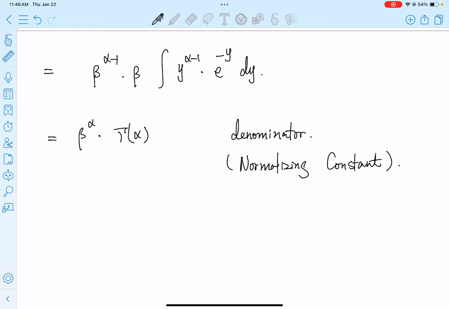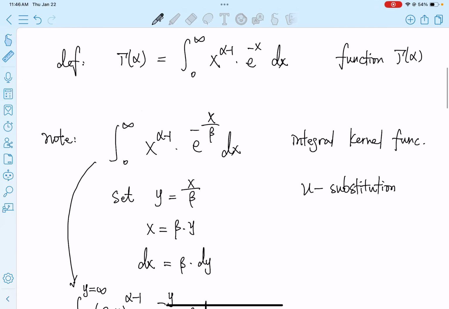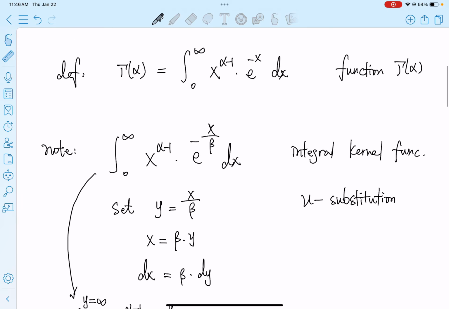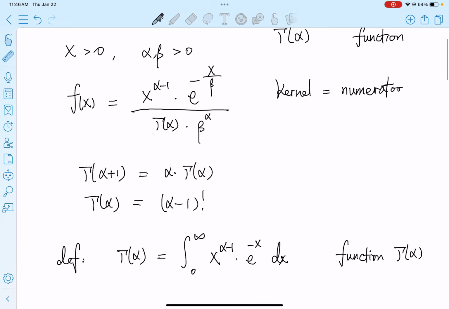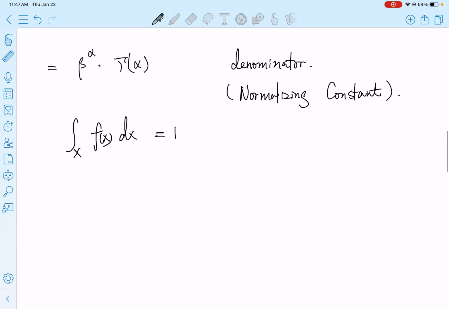So the idea here is that for a properly defined probability density function, when you integrate with respect to the range of x, it will be equal to 1. Now you can see that if we integrate that, the numerator will obtain the denominator. That means if we directly integrate the density function for the gamma distribution, then we will end up with 1.